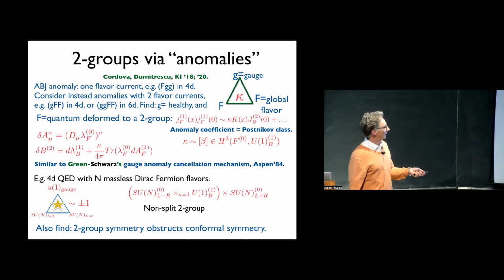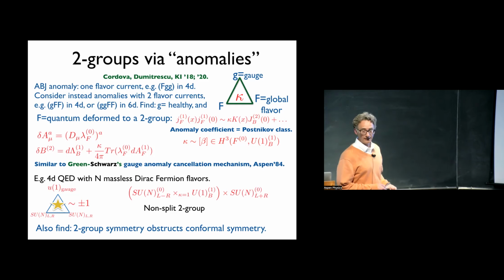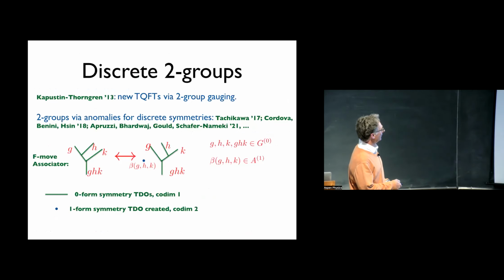John Schwarz was here last week. This was discovered by Green and Schwarz here in Aspen in 1984, and that's one of the superstring revolutions. There are very simple examples that realize this, like just 4D QED with massless flavors, where this anomaly is non-zero, which leads to a two-group symmetry. Also, by the way, we show two-group symmetry obstructs conformal symmetry. There are also discrete versions of two-groups, including by people in the audience.